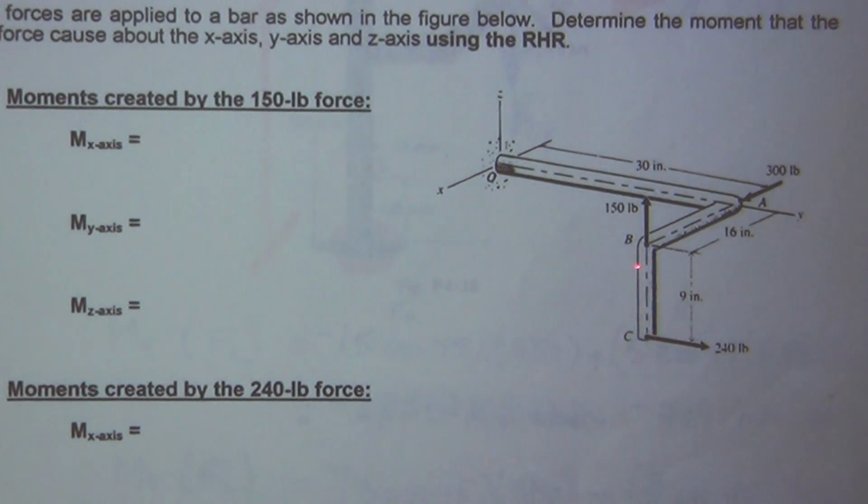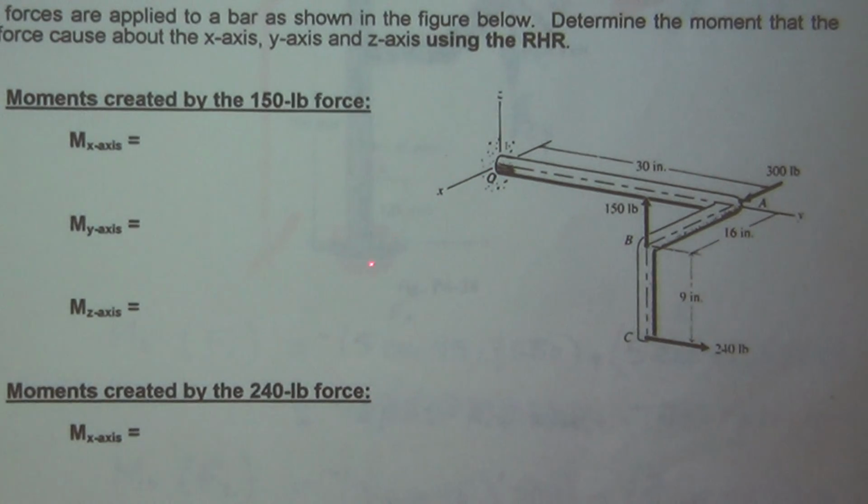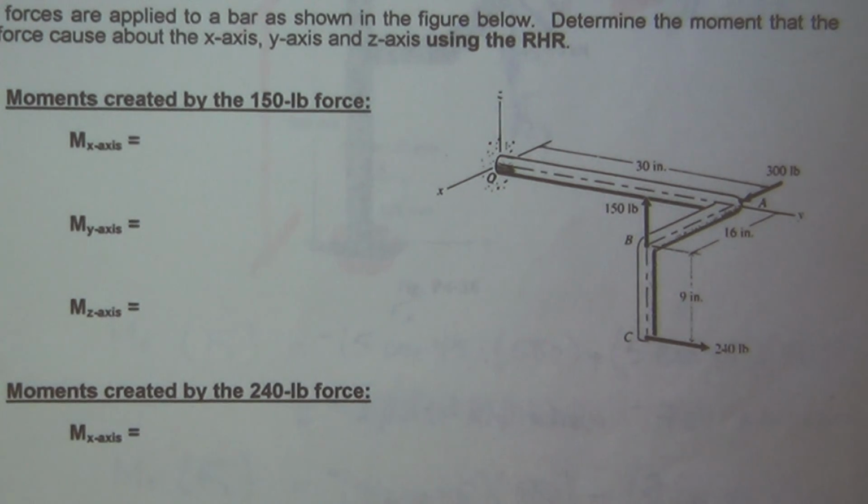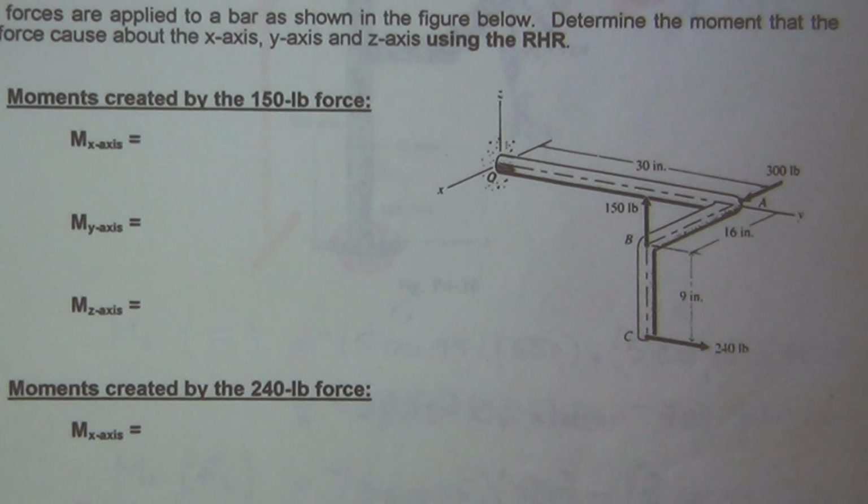So I'm looking at this 150-pound force, and what direction is it going in? It's going in the z direction, positive. Let's take a look at this x-axis. Even though this is a 3D problem, I can look at it in 2D.